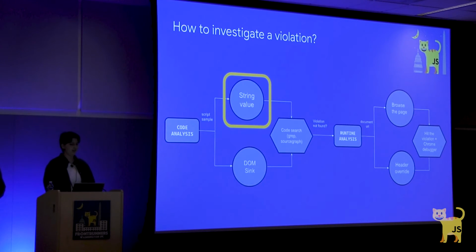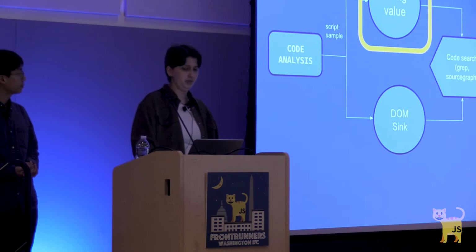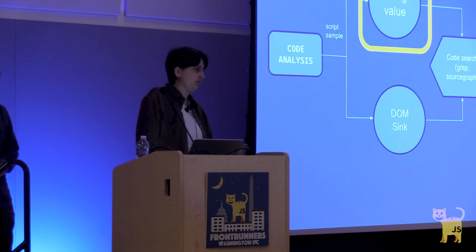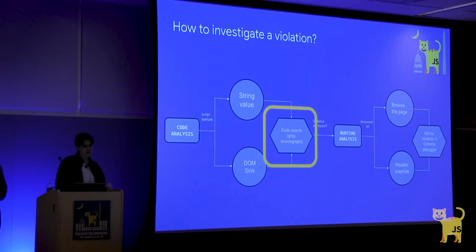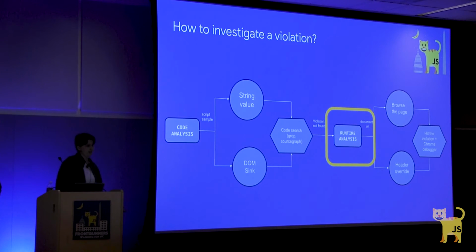The next is the string value itself. Does it look like user input? Is it code? Is it a hard-coded string? Maybe we could just grep for it easily. And these two combined could help us find the violation in our code base, so we can search for the string if it's static, like I mentioned, or we'll look for uses of the DOM sink that roughly represent what the string value also is. If you still haven't found it yet, and this does happen, we'll do some runtime testing.